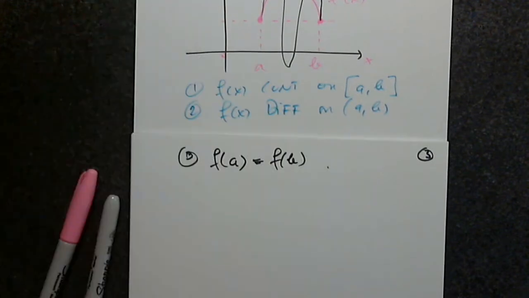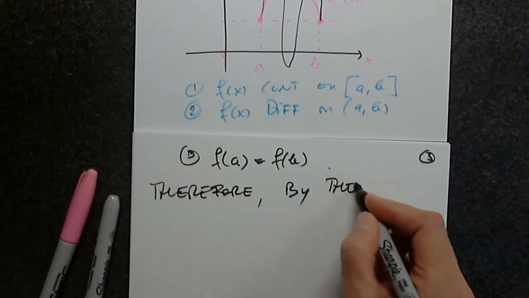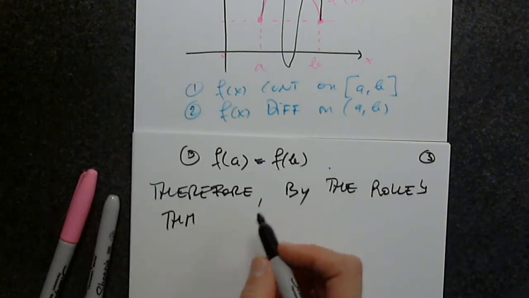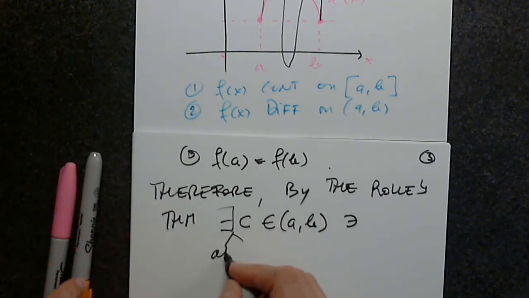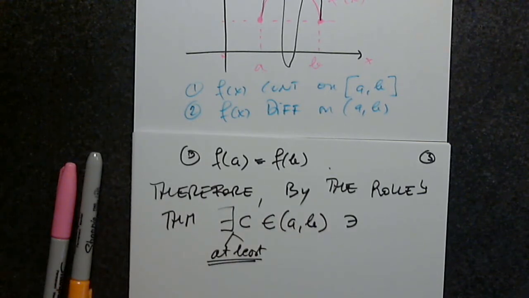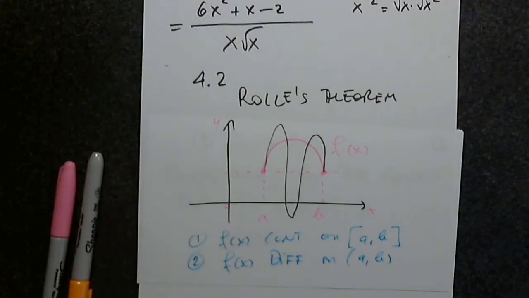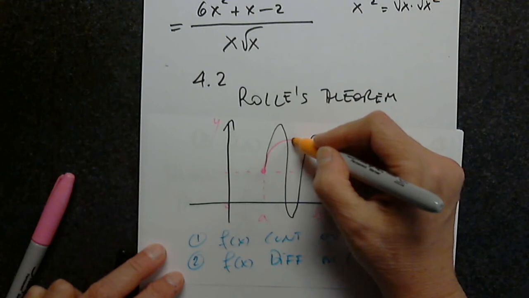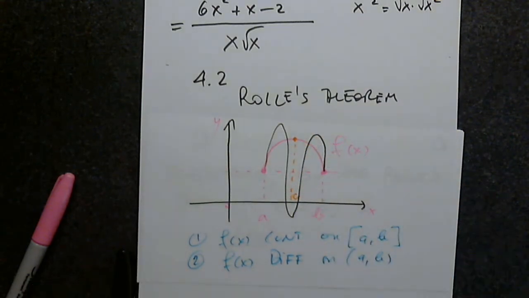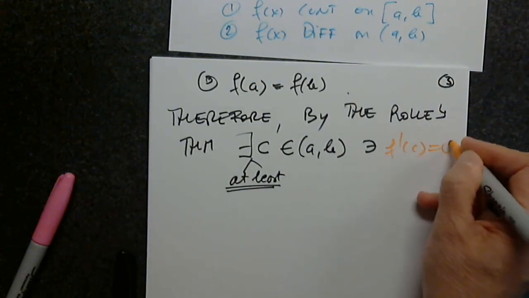Perfect. So therefore, by Rolle's theorem, there exists a c in the open interval a, b such that, and I should say here at least, there exists at least one c between a and b such that, now let's analyze, such that what? Let's look at the pink graph for now. Such that what? Thank you very much. Exactly. Such that f prime of c is 0.